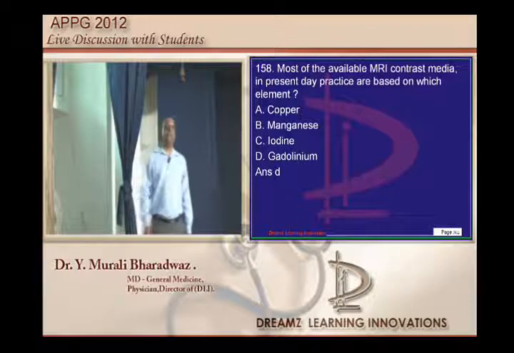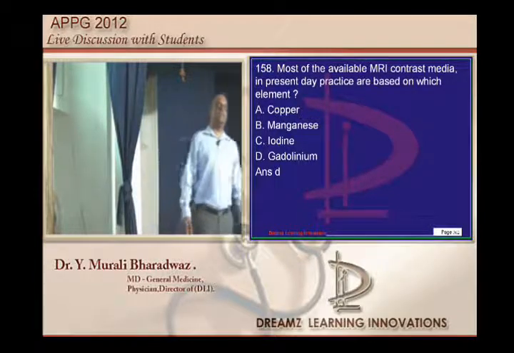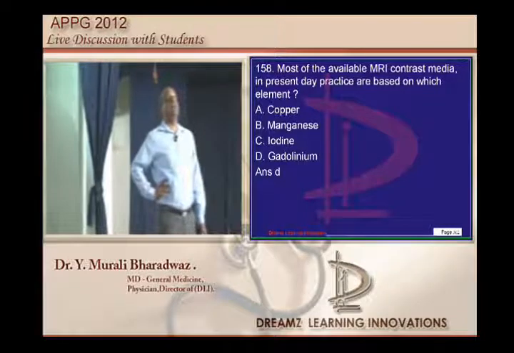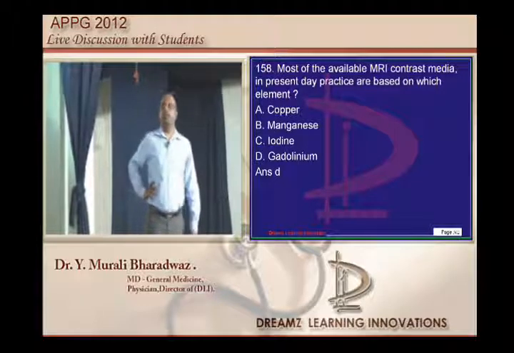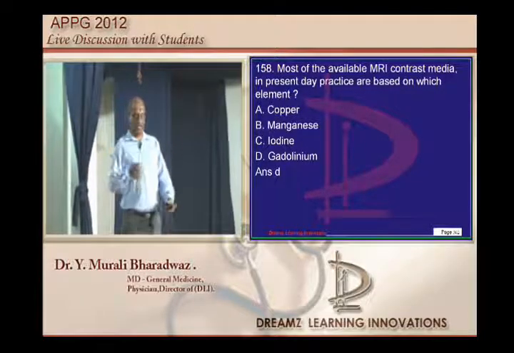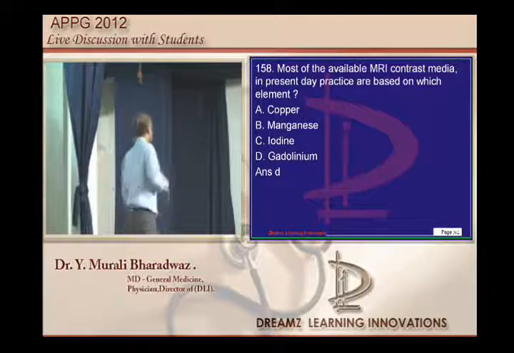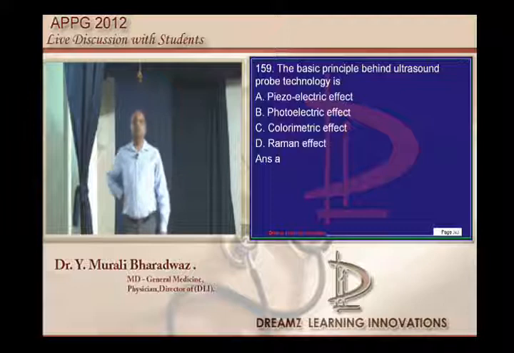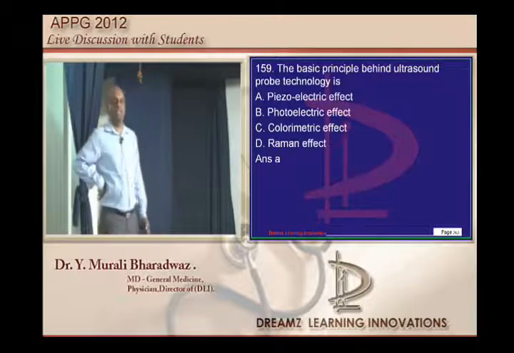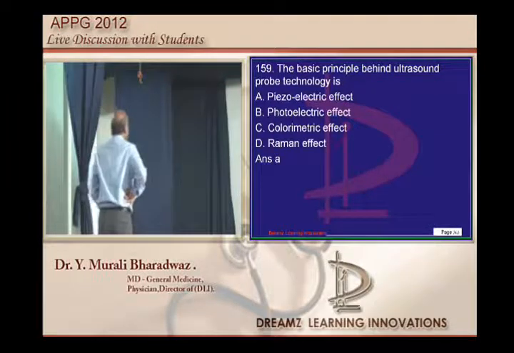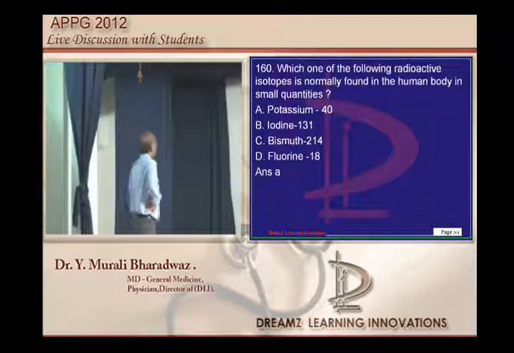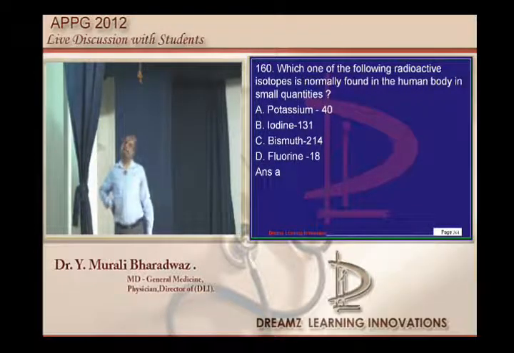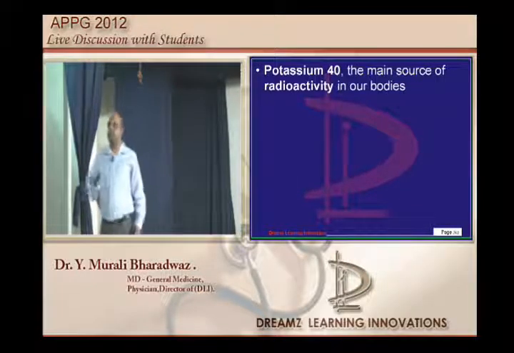Gadolinium. We were expecting which question in gadolinium? Nephrogenic fibrosis is there, no? That we are expecting, but the examiner thought, do you know gadolinium enough. Piezoelectric effect. Right from 8th class physics we had been answering this question. What does the human body have? The radioactive isotope. Another very easy question. Potassium 40.